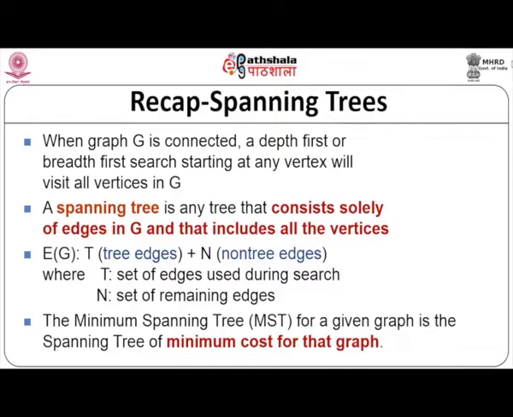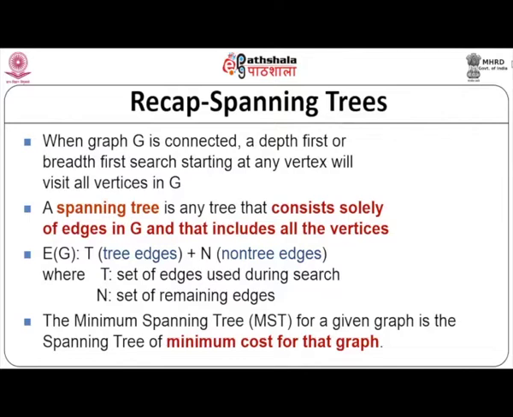So, it is any tree that consists only of the edges in G, and it has to include all the vertices that are there in the graph. So, it consists of edges in the graph G and includes all the vertices, but there is no cycle, that is the issue, we will come to that. And also that is a spanning tree. So, the edges of G, that is a graph, are nothing but the edges of the tree plus the non-tree edges. The non-tree edges will not form part of the spanning tree, only the tree edges.